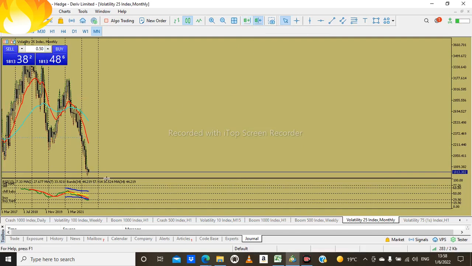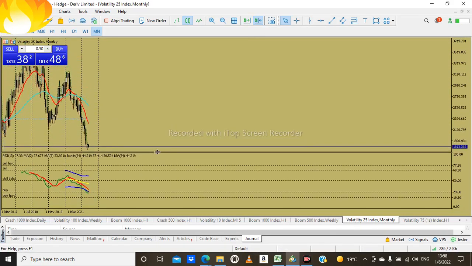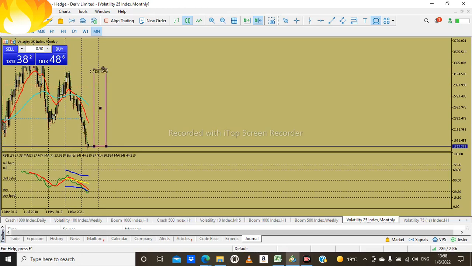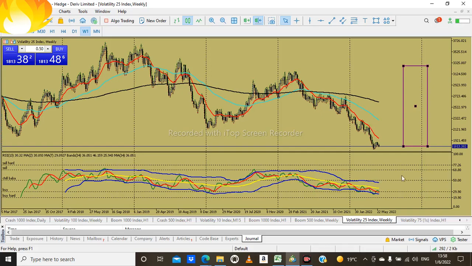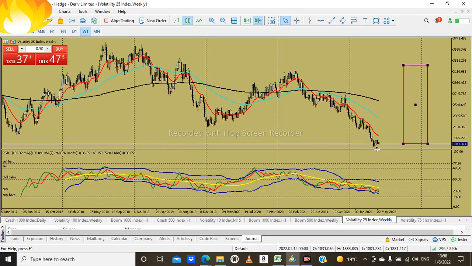Has price rejected that? Let's see what TDI is telling us. TDI is telling us that maybe. So according to the monthly time frame, it has to buy up till there. Let's check on the weekly and on the daily, and let's see what price is telling us.